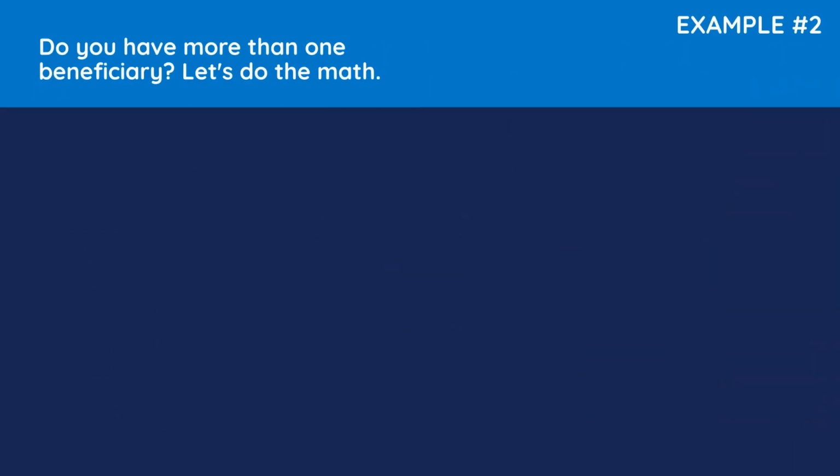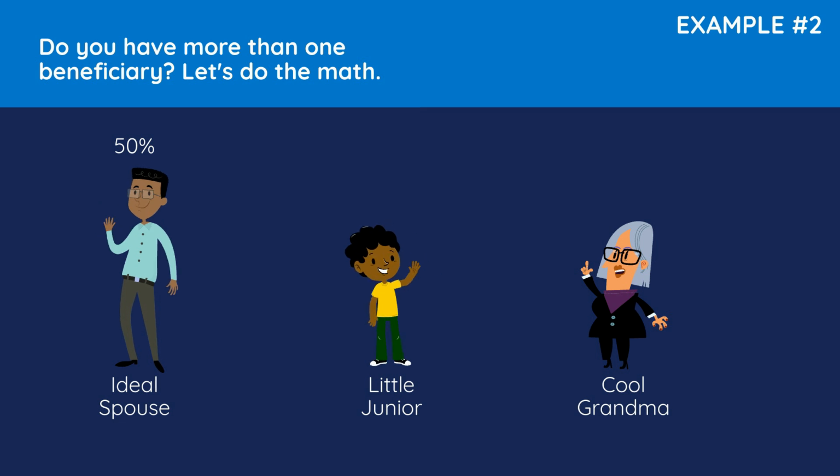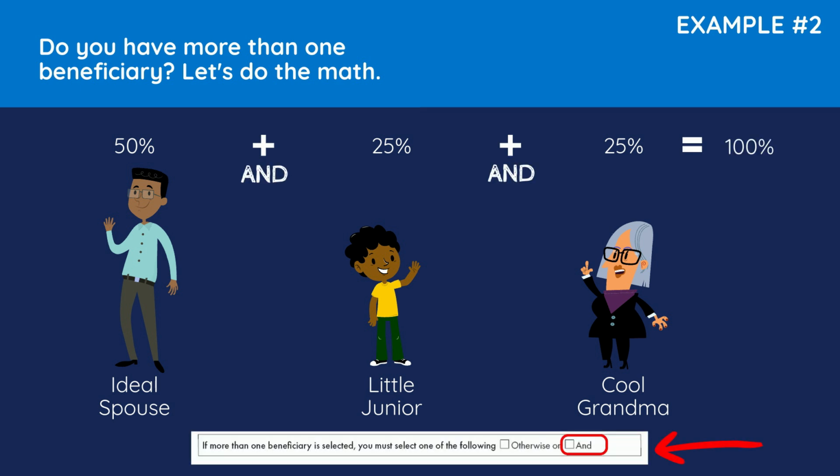Do you want to list more than one beneficiary? Let's do the math. You can split the benefit in a few ways. In this scenario, we will split the benefit between 3 beneficiaries. Our ideal spouse will receive 50%, while little junior and cool grandma will receive 25% each. This will total 100%. Make sure to check off the "and" boxes between each beneficiary.